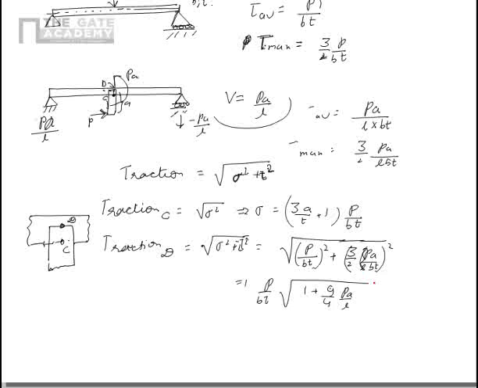So this is how we figure out what is the maximum traction in the component. And one thing to note here is that the traction is the number which is used to design the beam or to design any component.